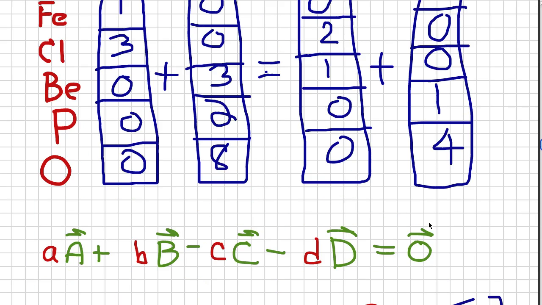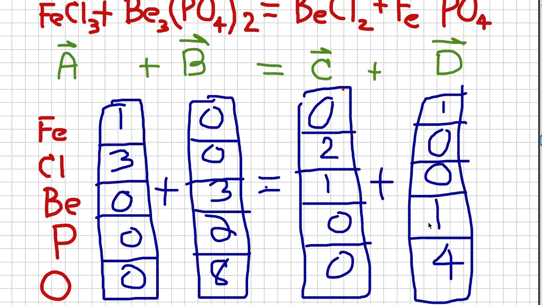So first I write out my compounds in rows. Each row for each element that appears in the equation. I write out the number of atoms that appear in that compound for that element. So there are, for example, 3 chlorines here.